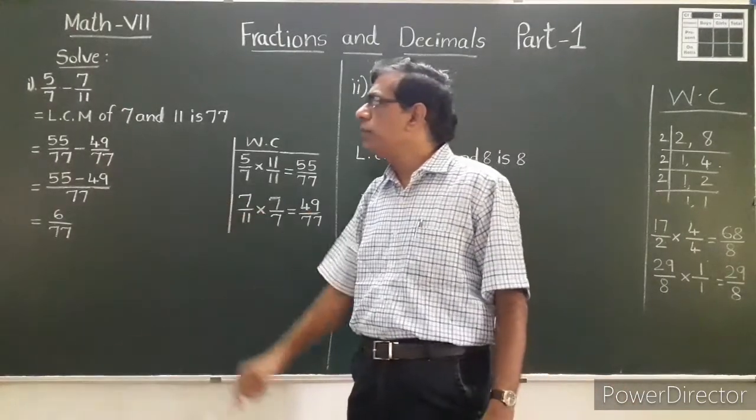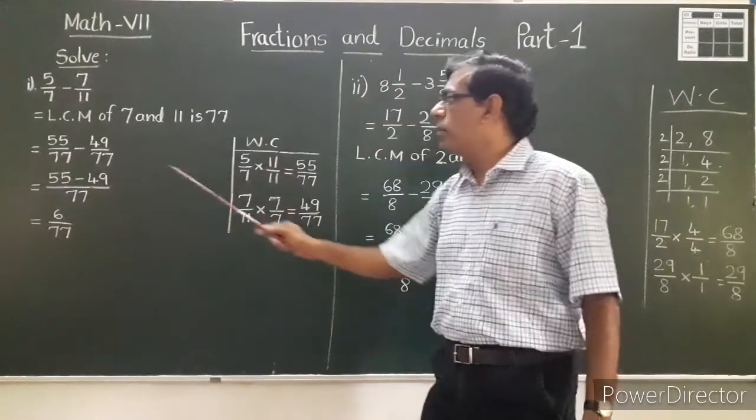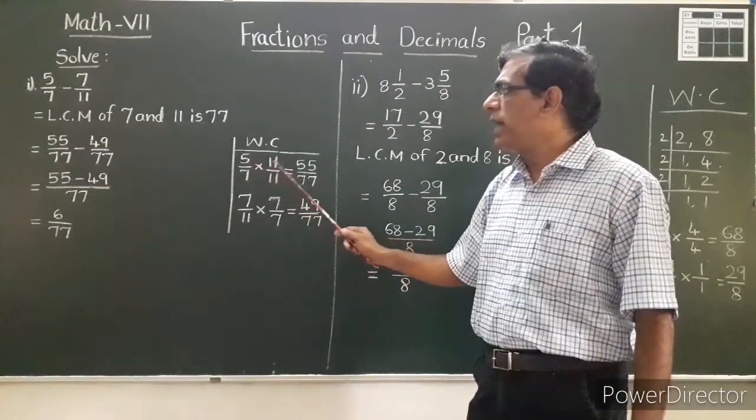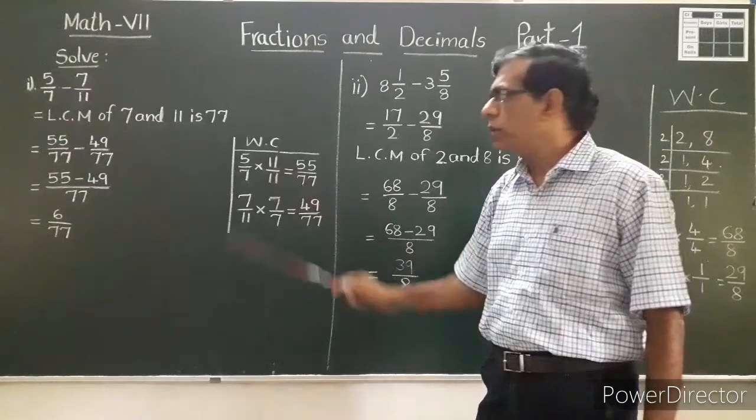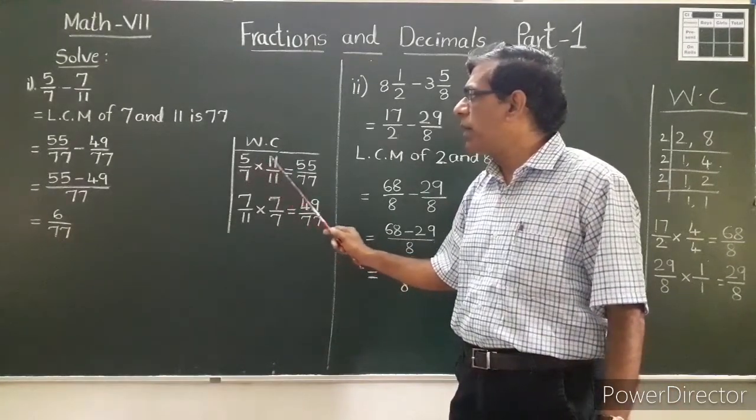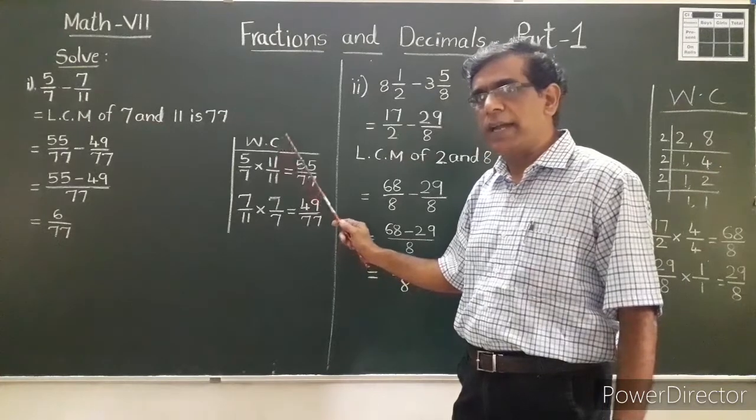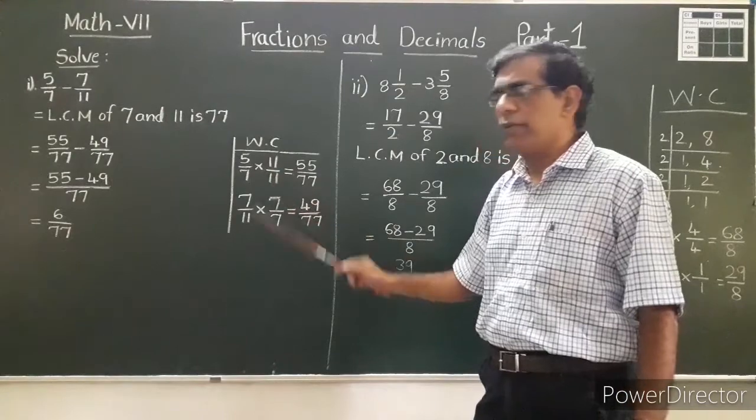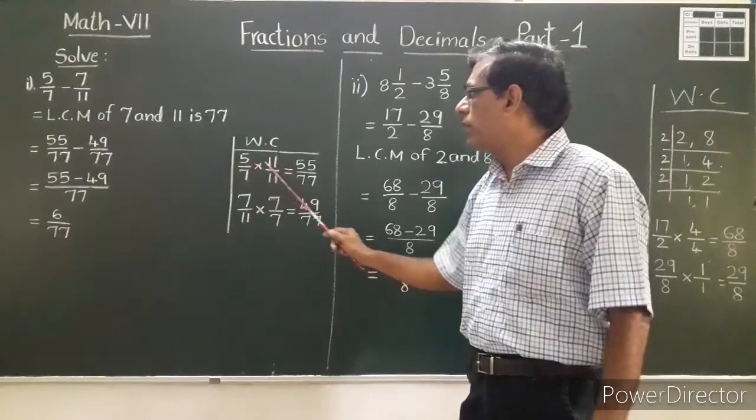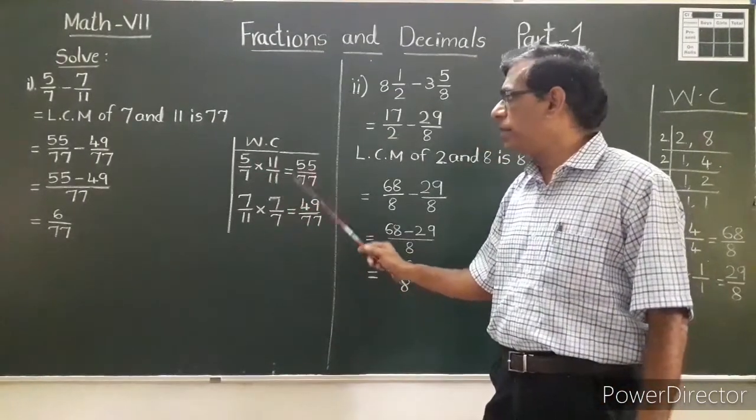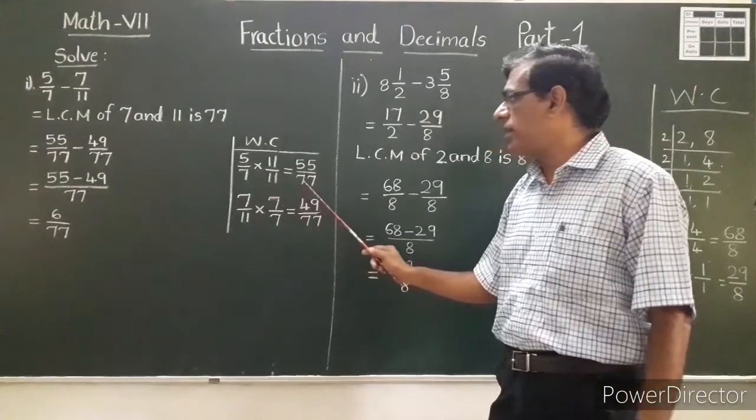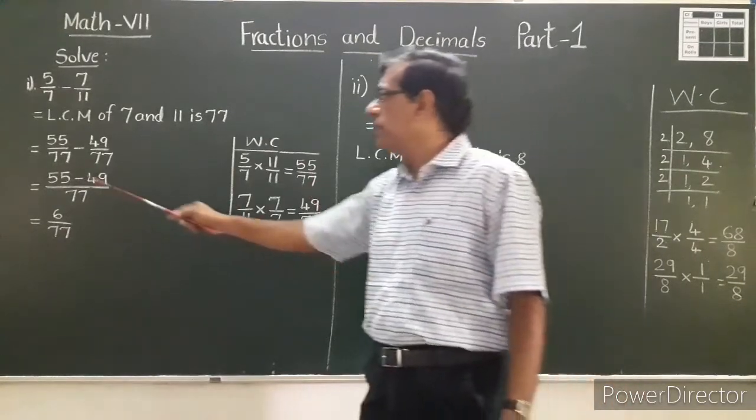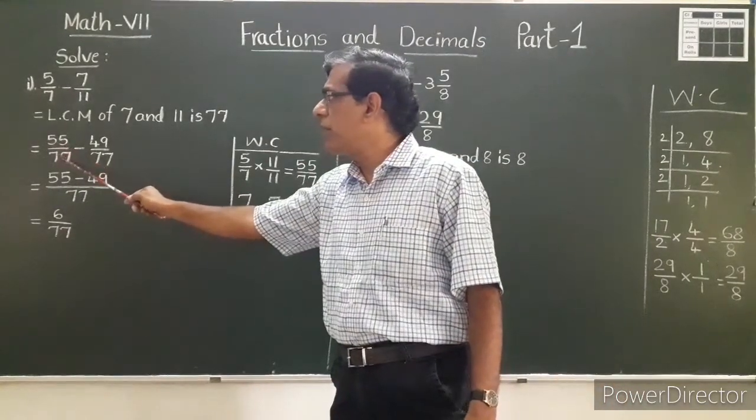In the second step, here we are working out how it becomes 55 by 77. I will multiply and divide 5 by 7 by 11. 5 by 7 into 11 by 11. So 5 times 11 is 55, divided by 7 times 11 is 77. So 55 divided by 77.